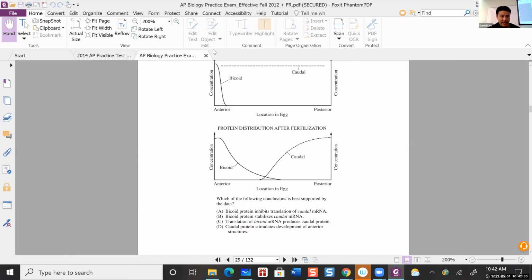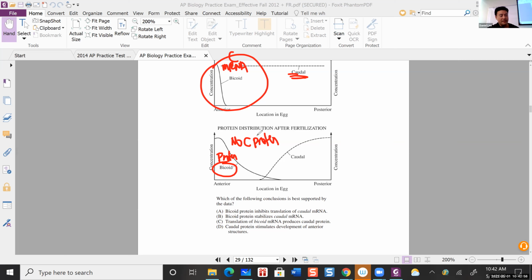A looks like bicoid protein, which are these. These are the bicoid proteins. They inhibit translation of caudal. Well, that is true, because look, there's caudal mRNA here in the head region, but it's not translated. There are no caudal proteins, but there is caudal mRNA. So why is that? It must be suppressed. How come you have the caudal mRNA in the head region, but there are no caudal proteins? Because the bicoid protein must suppress, inhibit the caudal mRNA. That is the best answer, what the data is saying.